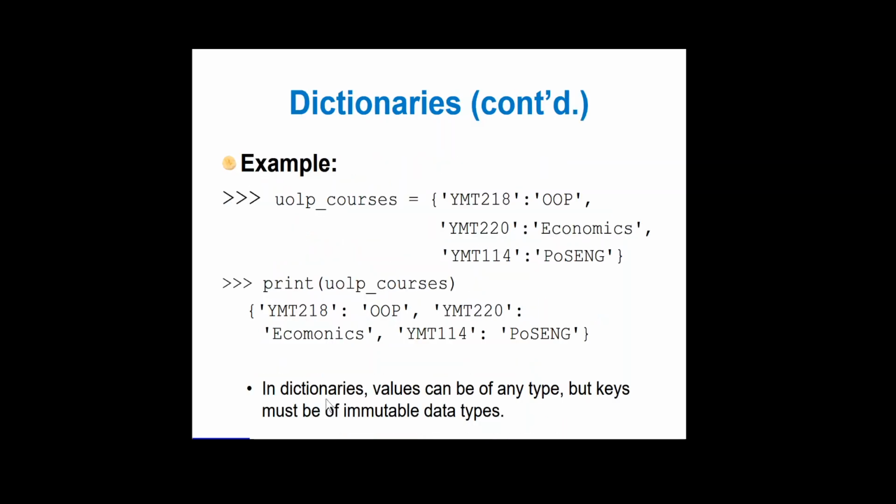Okay, so look at this example. If we are speaking about ULP courses, I just put some because I don't want to list all of them here. Let's say I added Ymt218 object-oriented OOP, Ymt220 economics, and then Ymt114 principles of software engineering. And then I printed the whole dictionary. It will be displayed exactly similar to lists. It will be displayed the way it is.